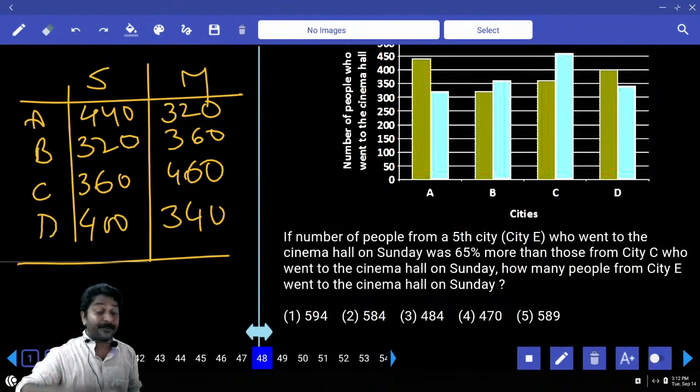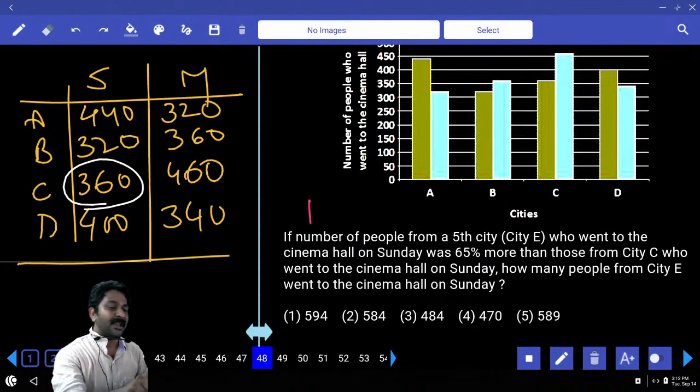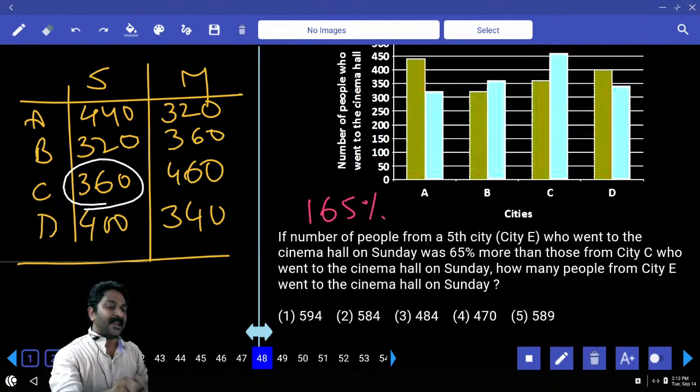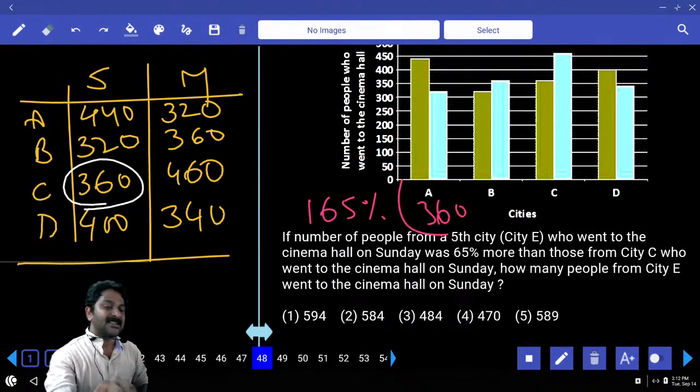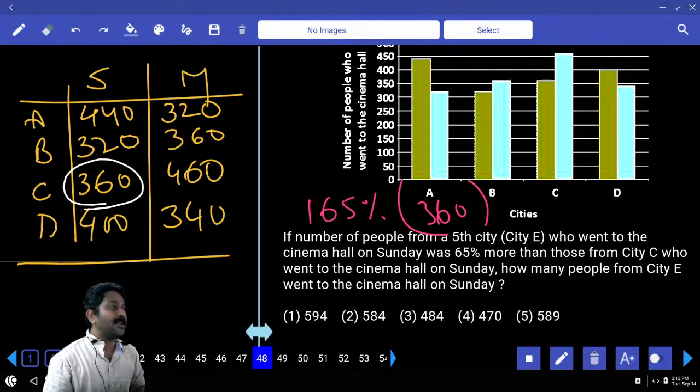If the number of people from fifth city E who went to cinema hall on Sunday was 65% more from city C, who went to cinema hall on Sunday. City C, Sunday, 360. And it is 65% more. That means we have to calculate 165% of 360 only. 165, that is 11 multiple. Come on. Answer must be 11 multiple. And 360 is 9 multiple. Answer must be 9 multiple also.